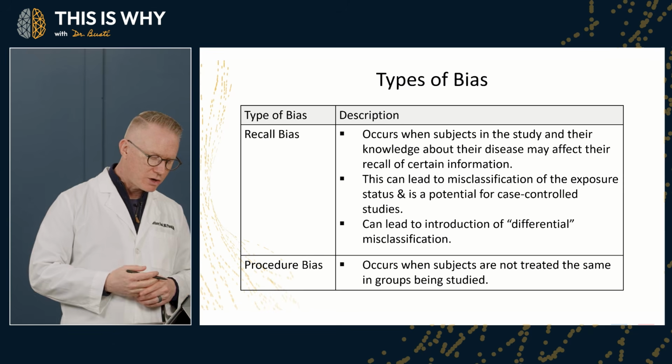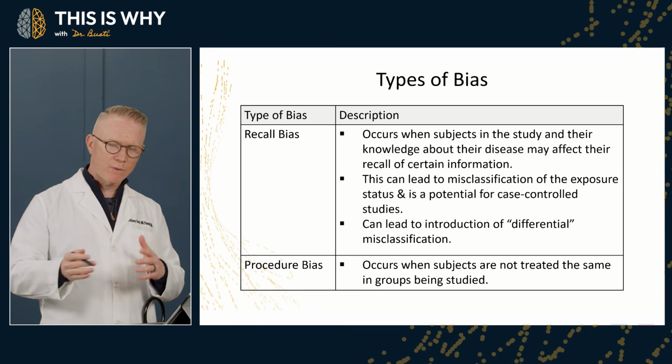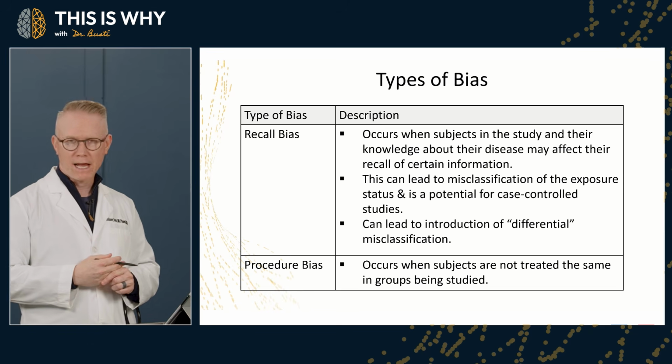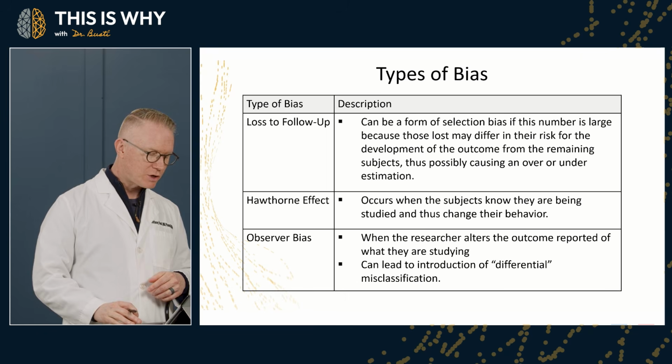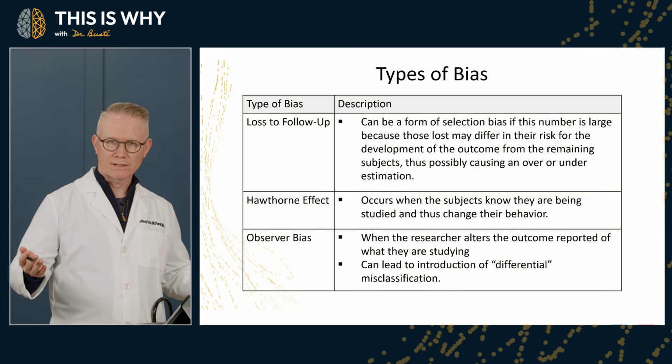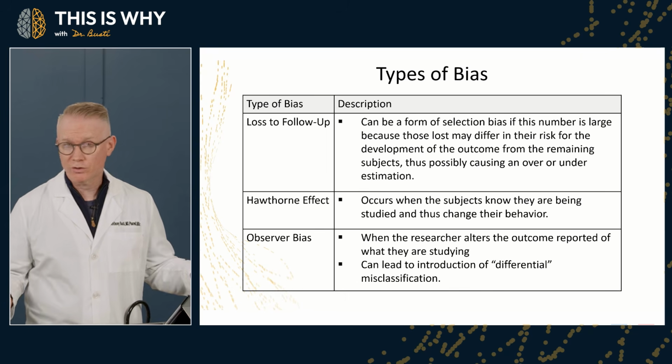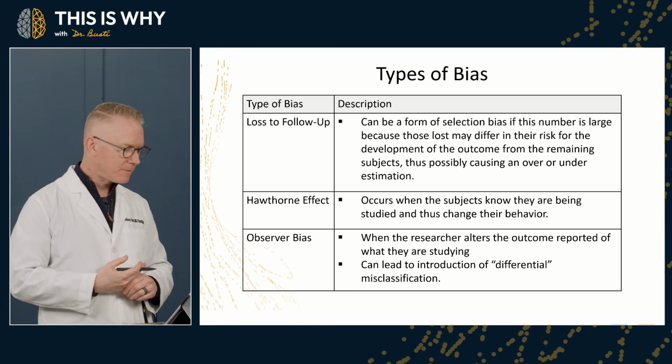Procedure bias occurs when the patients in one group or another are not treated the same, okay? And so do they get both, basically? Even sham surgeries have been studied, okay?